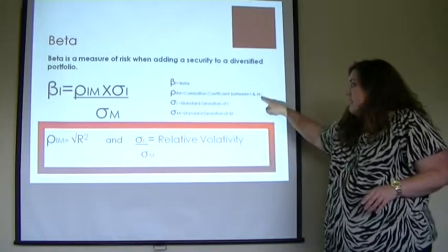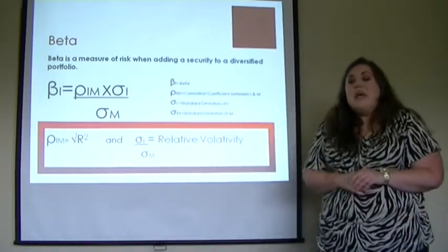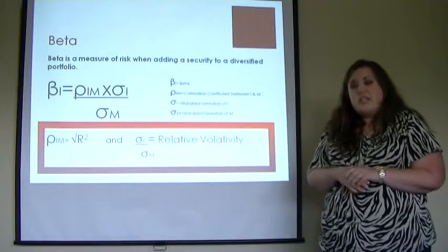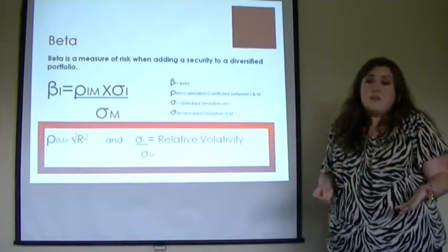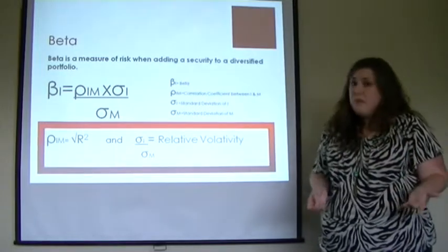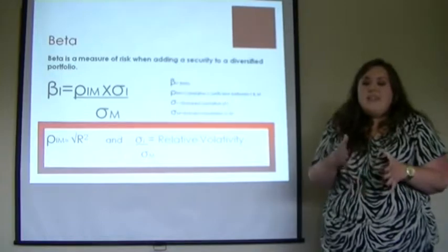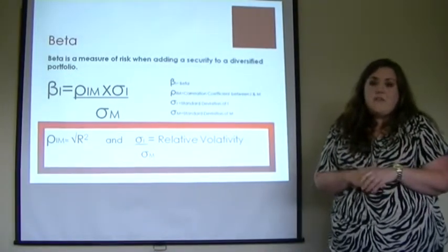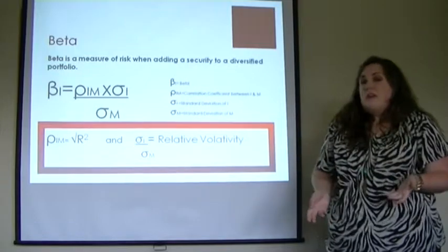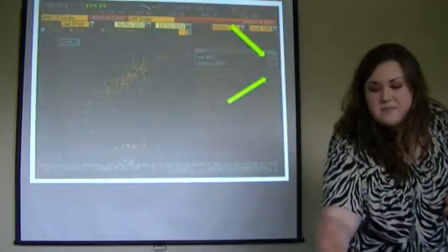So I have everything listed out here in case you didn't catch any of it, but moving a little quickly. But the correlation coefficient also equals the square root of R squared, which is something that we found in Bloomberg to help us figure out this equation a little bit better. And then the standard deviation of the investment over the standard deviation of the market is going to end up being our relative volatility, which we'll get into very shortly.